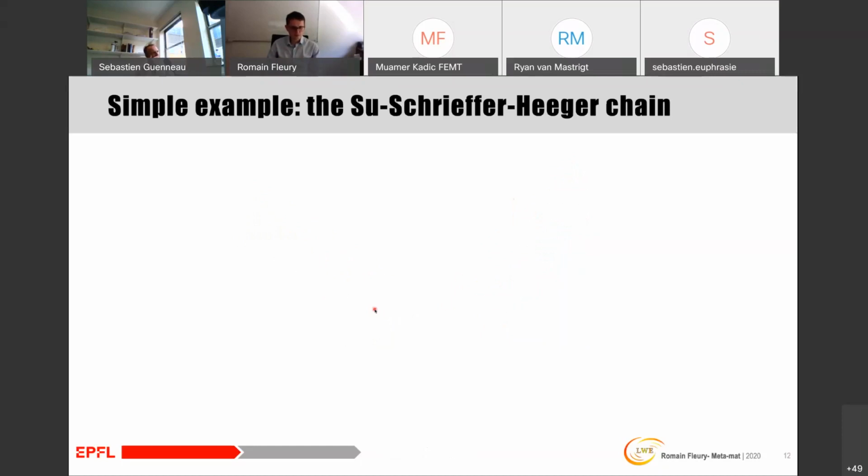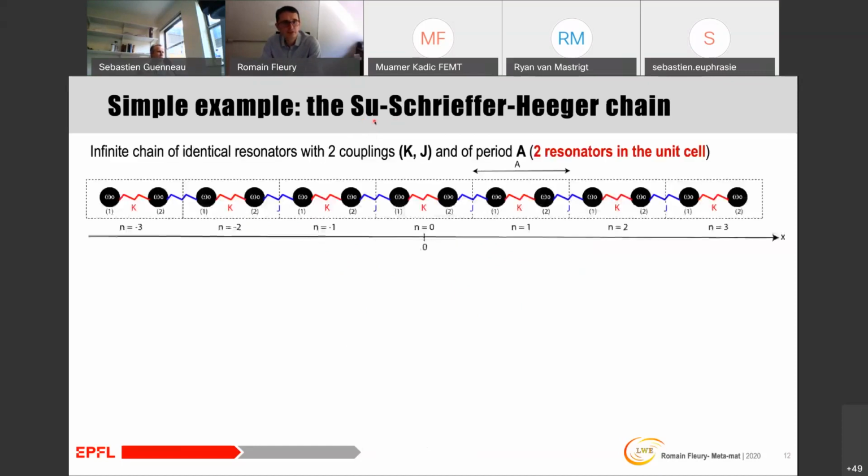And in fact, as I showed you at the beginning of the talk, there are often many ways to define a given topological invariant. So I'll show you one example here that I think is the simplest because it's a one-dimensional example. It's known as the Su-Schrieffer-Heeger chain, SSH. And it's basically a very simple system. It's a chain of coupled oscillators with the same resonant frequency omega 0.